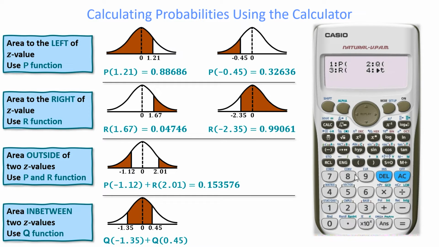Now to select the q function in your calculator, click on Shift 1, option 5 for distributions, okay, option 2 for the q function. Okay, and then type in your numbers. So we have negative 1.35, close brackets, plus, and then we need to use the Q function again. So we'll go ahead and select Shift, 1 again, Option 5, and then Option 2 for the Q function. Okay, and then type in 0.45, and that will give us the probability 0.58513.